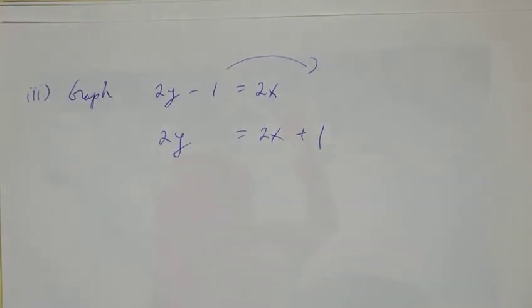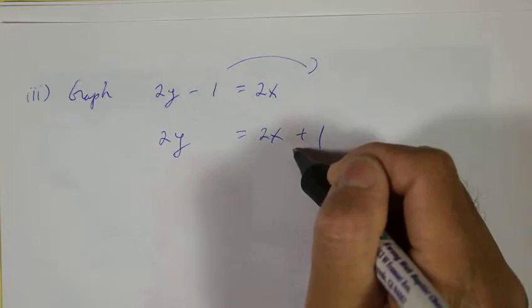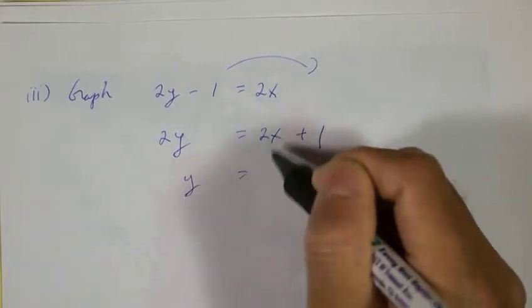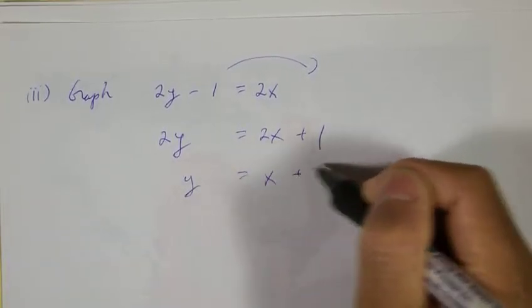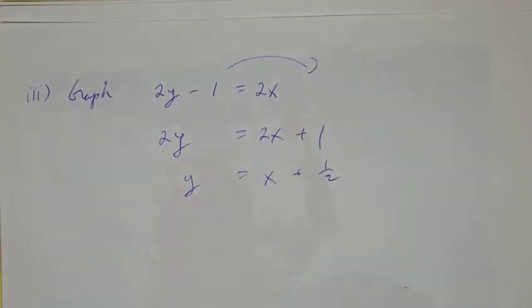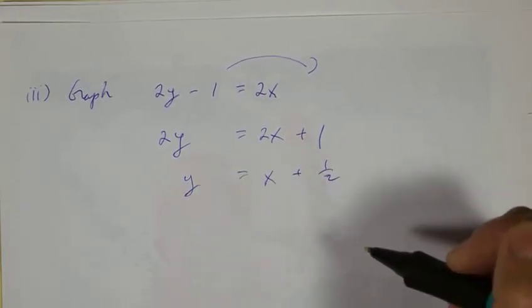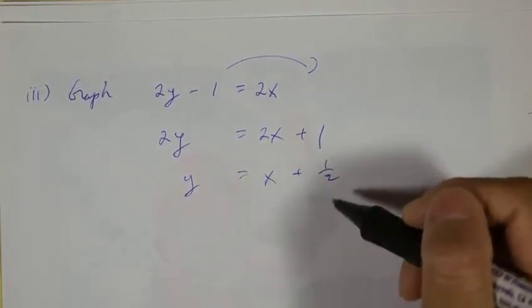So you have 2 here. How do you get rid of the 2? You divide both sides by 2. You have y equal to 2 over 2 is 1, so x plus 1/2. Alright? So the slope here is just 1x or 1 over 1. And the y-intercept is 1/2.